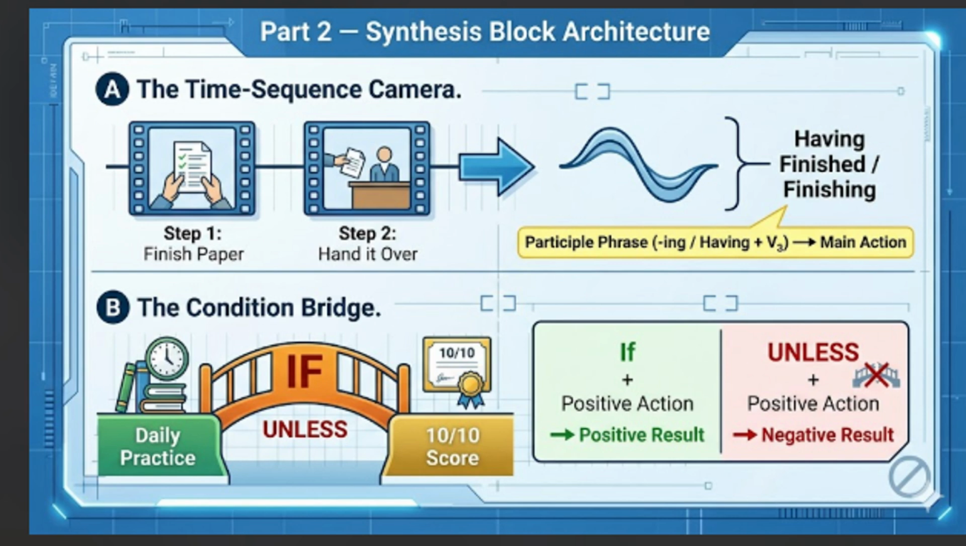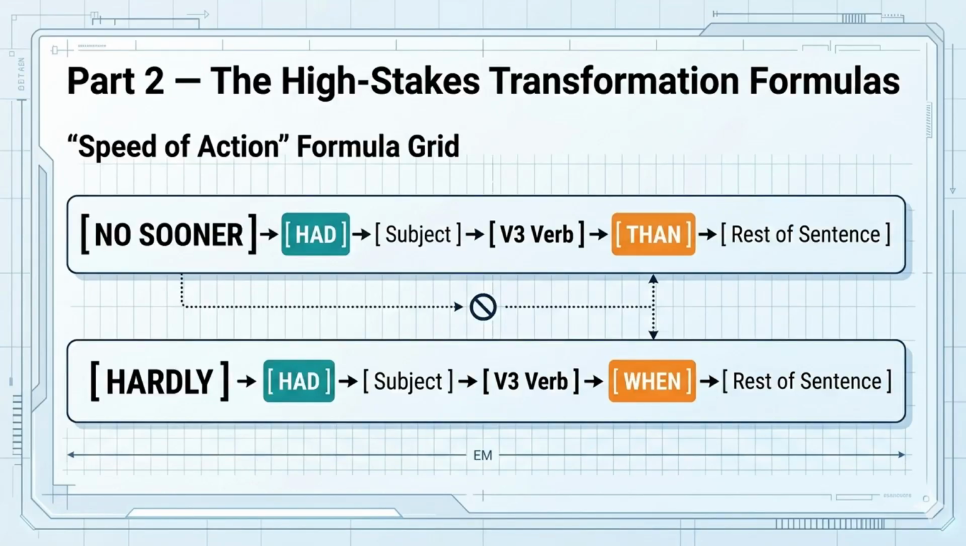Number 1. The time sequence trap, using participles and gerunds. When one action happens immediately after another, students often default to using and. We replace this by stepping inside the action using a gerund or a perfect participle phrase.